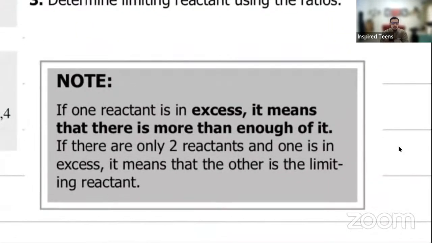Okay, let's have a look at this note. It says that if one reactant is in excess, it means that there's more than enough of it. If there are only two reactants and one is in excess, it means that the other is the limiting reagent. So that's something you should note also. When we're dealing with limiting reagent, we'll be dealing with two reactants, okay? And if one is the excess, definitely the other one is the limiting reagent. And if one is the limiting reagent, then definitely the other is in excess.